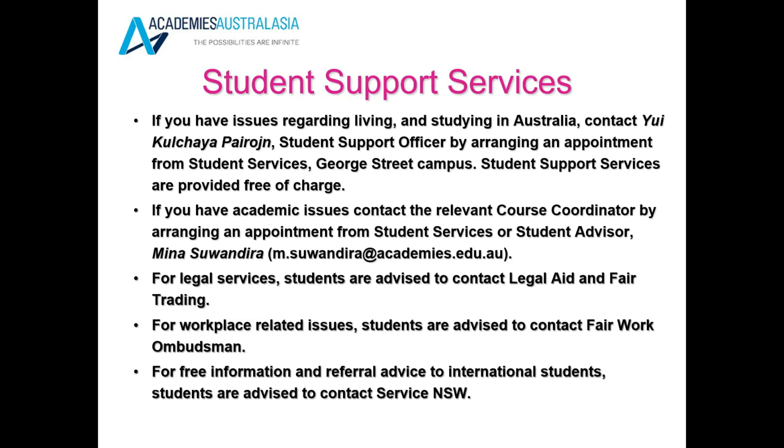Academies Australasia also offers a free student support service. This is a support service for students that relates to non-academic concerns or issues. If you have any issues regarding living or studying in Australia, or have any personal issues or work issues, you can contact us by arranging an appointment with Student Services at George Street campus, and you will be able to get some more information on what you can do.